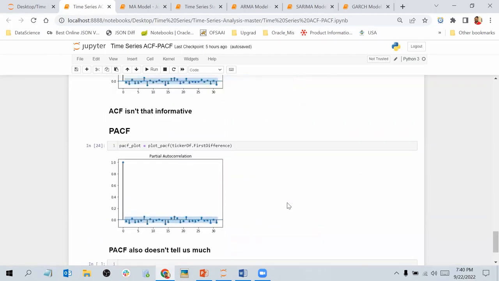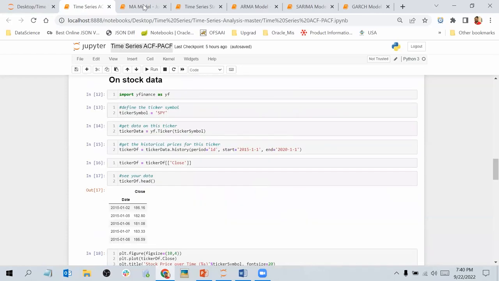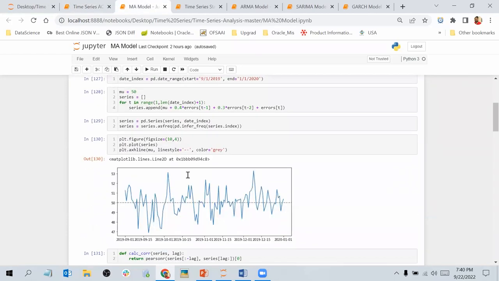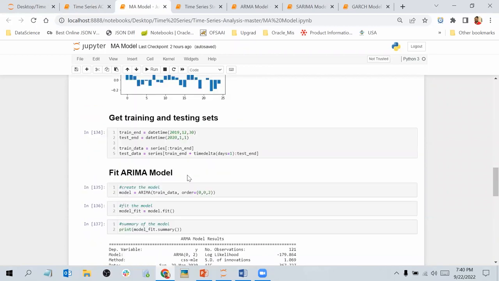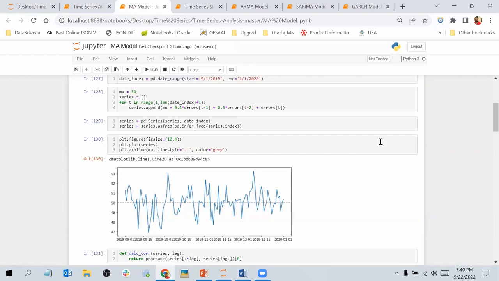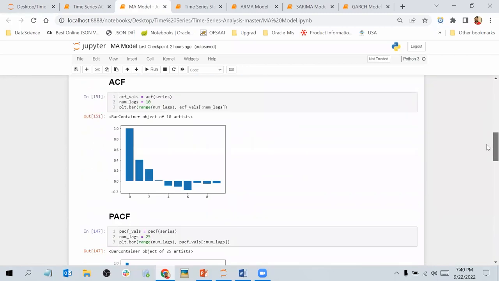Let me move back to this. Let me take an example of an MA model here and how we are going to do it.